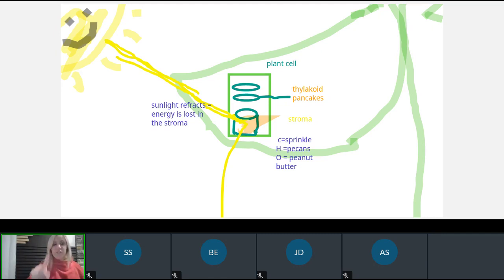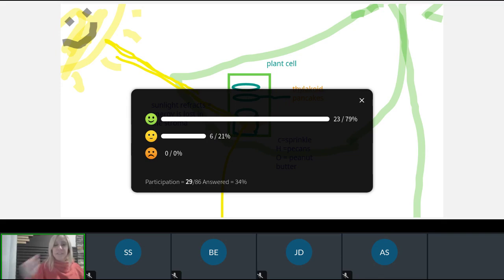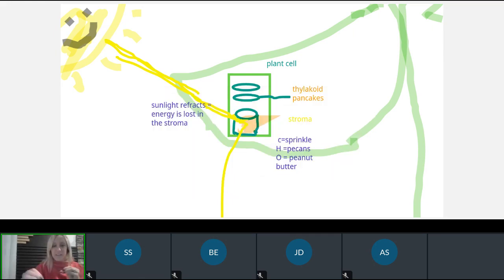So if you are a meth face right now, which not everybody is, if you're a meth face today, I want you to take this diagram and make it yourself. All right? The energy from the sunlight is refracted in the stroma, and that's how we get the glucose on the other side.